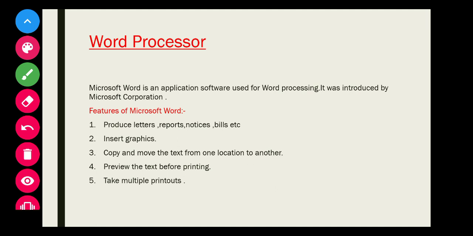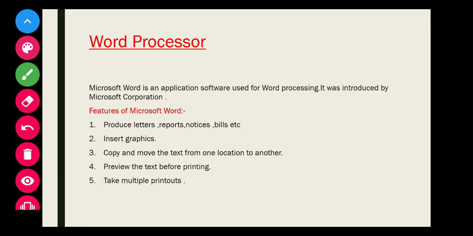Now next we are going to study about the features of Microsoft Word, means what all things we can perform using Microsoft Word. The first thing that you can do is that you can produce, or you can say you can write letters, reports, notices, bills, books, newspapers, etc. Next is that you can insert graphics. What do you mean by graphics? Graphics means to add any picture or image.